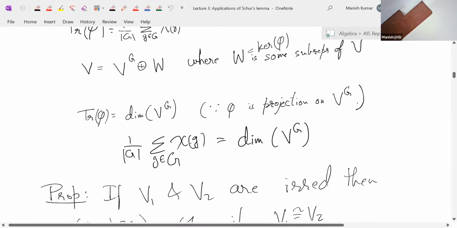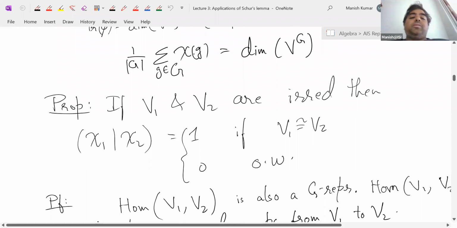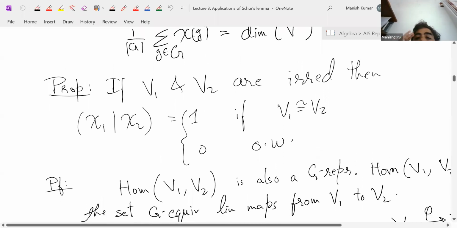Now let me state the orthogonality theorem, which is one of the important theorems of this lecture, and we will use it to study representations further. It says that if V1 and V2 are irreducible representations of a group G, then this pairing is either 1 or 0, depending upon whether V1 is isomorphic to V2 or not.